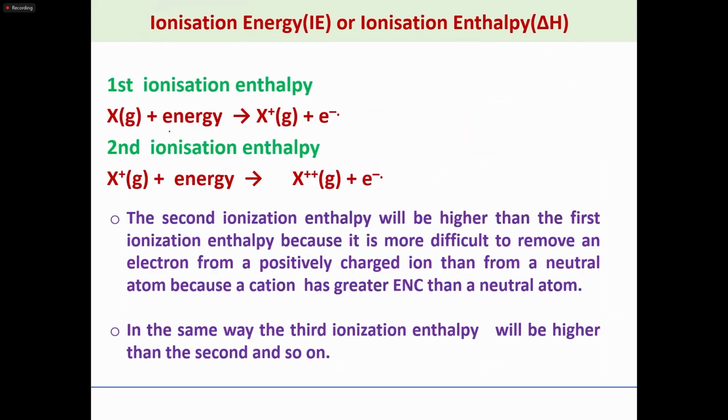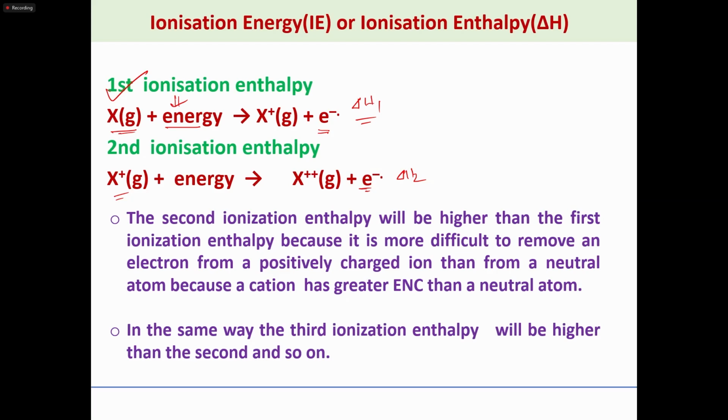So here the same thing, the first ionization energy. This is the gaseous one atom. Some amount of energy we are putting here, then the one electron is removed. So whatever energy, delta H1, that will be the first ionization energy. Then when we are removing the second electron, this is the second electron, this is the first electron from this gaseous cation, then it will be delta H2. So this is the first ionization energy, this is the second ionization energy.